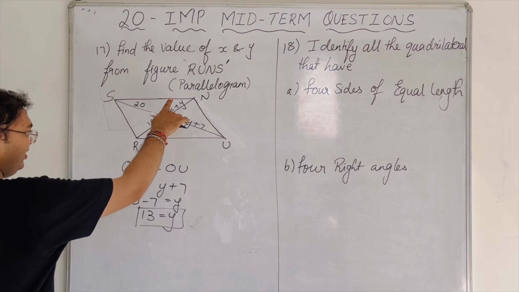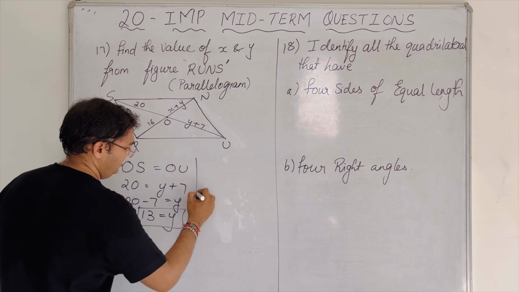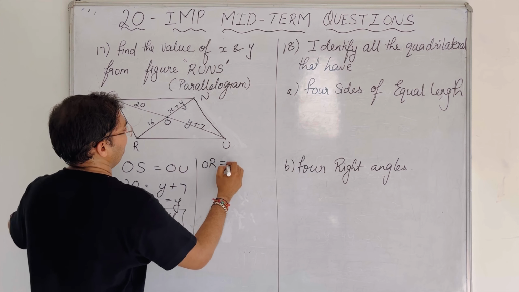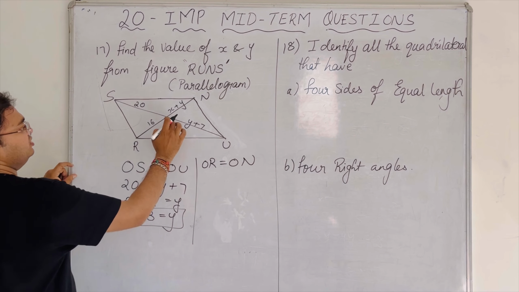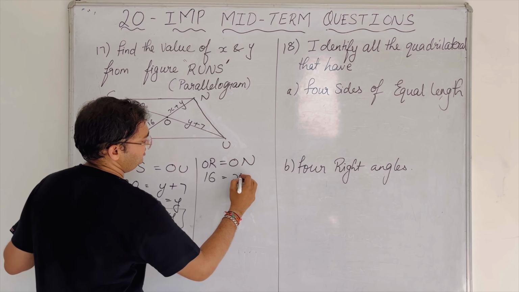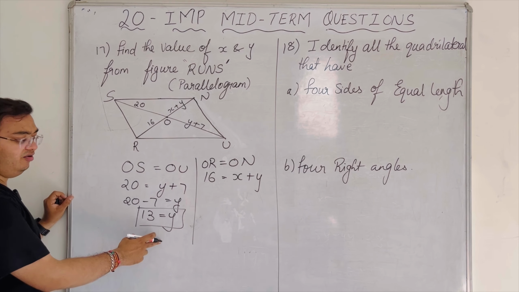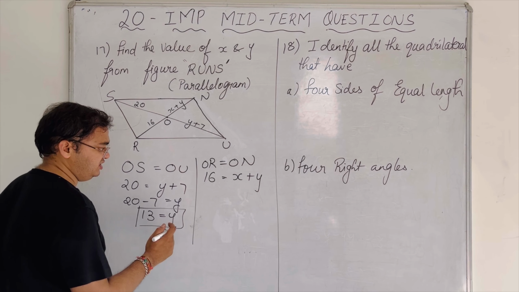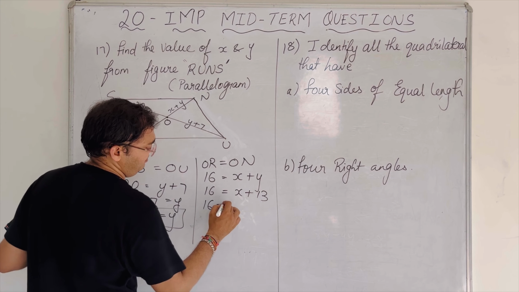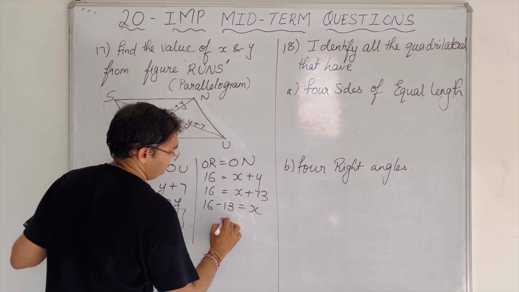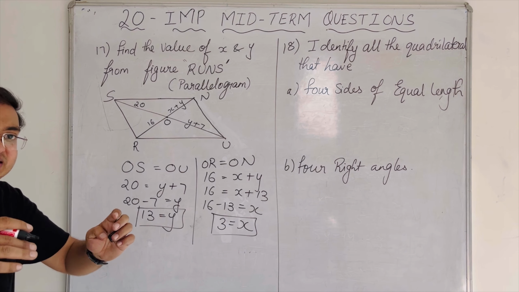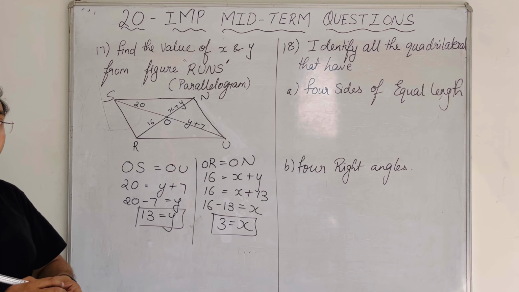Now in the same way we are going to find the value of x. OR is equal to ON. What is my OR? 16. ON is x plus y, and the value of y we found just now is 13. So x plus 13 equals 16, so 16 minus 13 equals x. So 3 equals x. Very quickly I found the values of x and y from the given figure of the parallelogram.